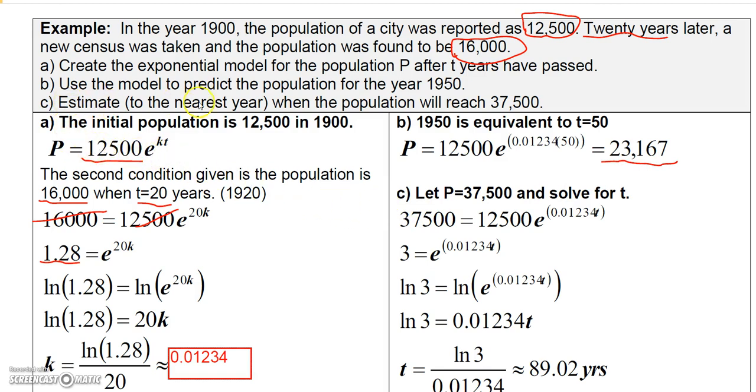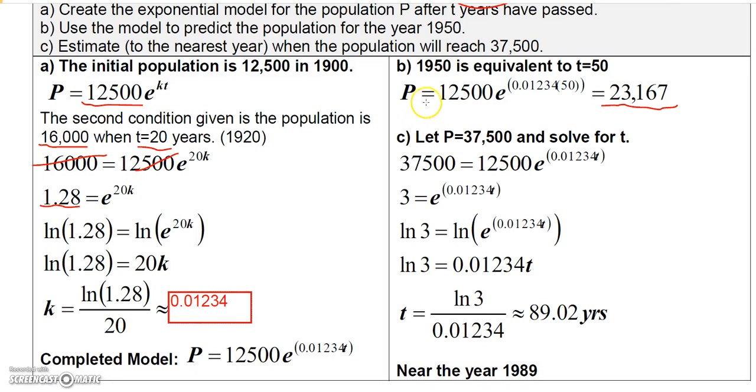Now part C says estimate when the population will reach 37,500. Basically what I'm asking here is when will the population triple, because 37,500 is actually 3 times 12,500. But anyway, if you just put in 37,500 for P, then you're going to be solving for t this time. So you have 37,500 equals 12,500 e to the 0.01234 t.